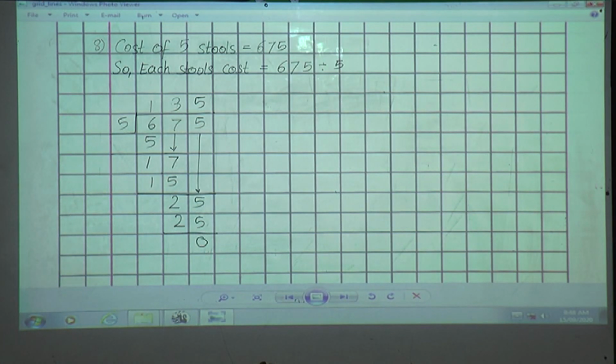Okay. So here the remainder is 0, and what will be the quotient? The quotient is 135. So what was the question? How much does each stall cost? So here we can write the answer.